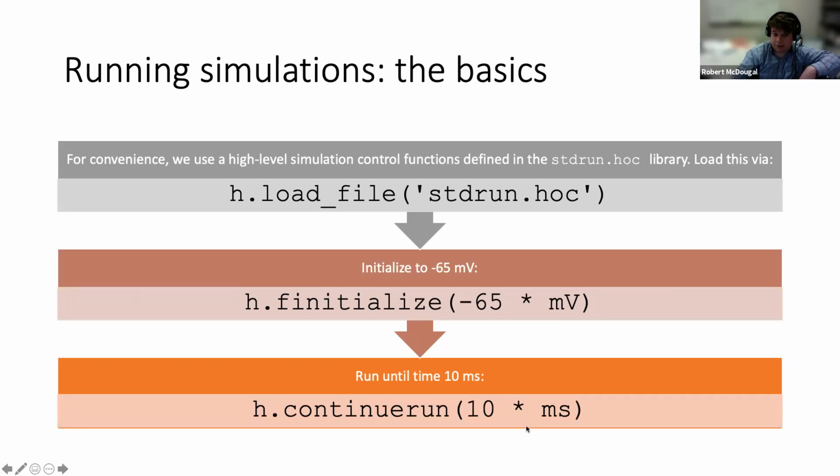If I'm already at or past 10 milliseconds, it will do nothing. So this is the time that you want it to stop running. You could also force it to advance one time step at a time using fadvance instead of continuerun. In that case, you don't even need stdrun.hoc.